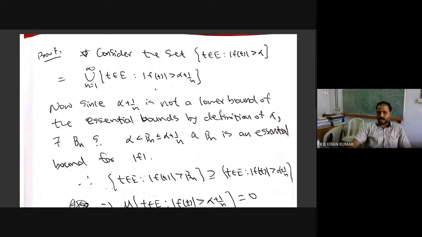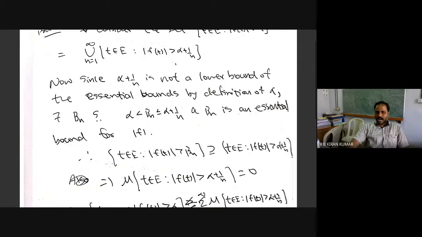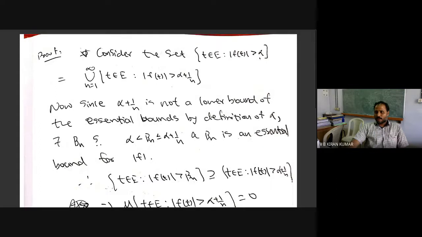So my claim is that α is also an essential bound for f. That is easy, because to prove that something is an essential bound, it suffices to show that this set has measure 0. What is this set? The set of t such that |f(t)| greater than α. But you can write it as the union of the sets of t such that |f(t)| greater than α + 1/n. So it suffices to show that each has measure 0. But α + 1/n is a number strictly greater than α, and α is the infimum, which is the greatest lower bound. So something greater than that is not a lower bound of the essential bounds.